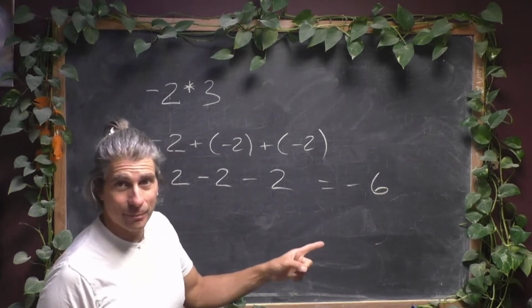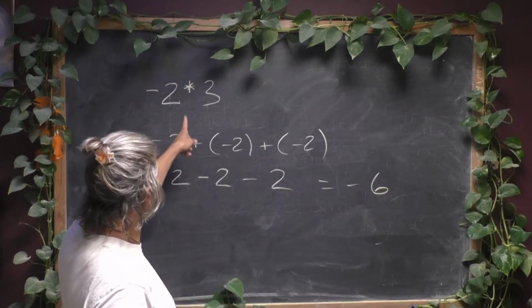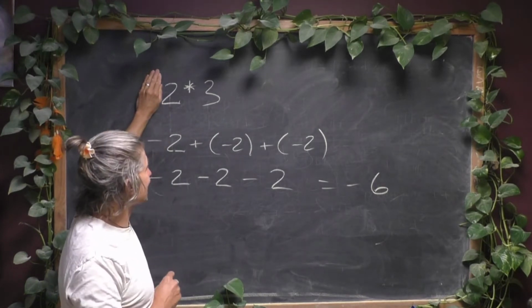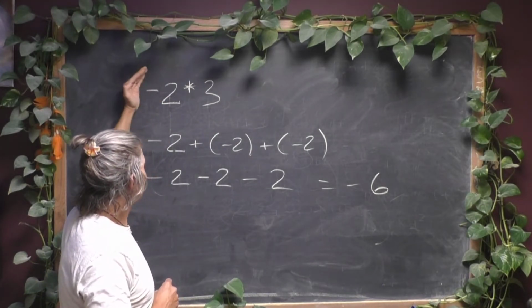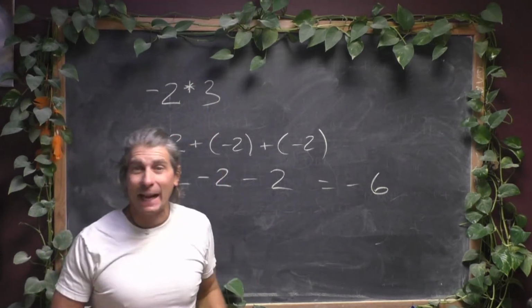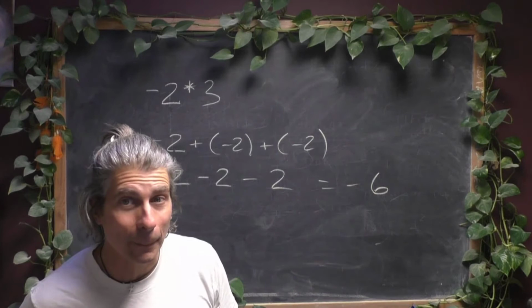Now some of you might look at that and go, wait a minute, I could have figured that out back up there, because I know that 2 times 3 is 6. -2 times 3 has to be the opposite of 6. Exactly. Keep that in mind. Let's do one more.